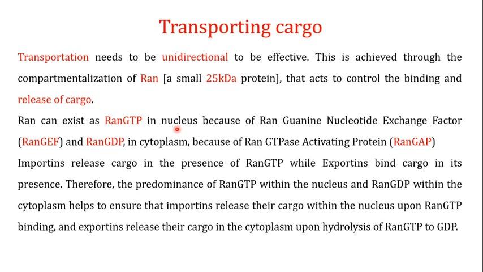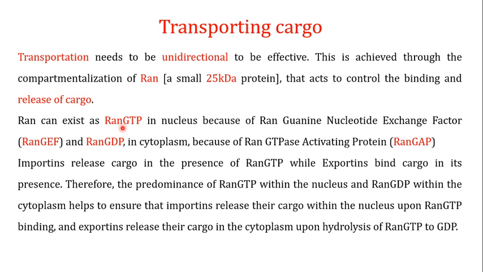The reason it exists in the RAN GTP form in the nucleus is because in the nucleus there is a particular protein known as the RAN guanine nucleotide exchange factor, or for short, the RAN GEF. So the RAN GEF is responsible for making RAN into the RAN GTP form. Now inside the cytoplasm, this RAN protein exists in the RAN GDP form, because of the presence of another important enzyme known as the RAN GTPase activating protein, or for short, the RAN GAP.